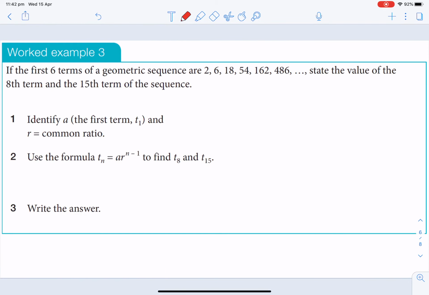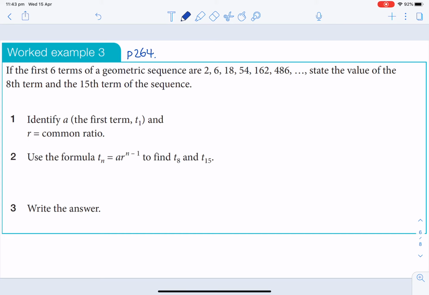We'll go through a couple of examples. If the first 6 terms of a geometric sequence are 2, 6, 18, 54, 162, 486, state the value of the 8th and the 15th term in the sequence. So this is work example 3 on page 264 of your text.